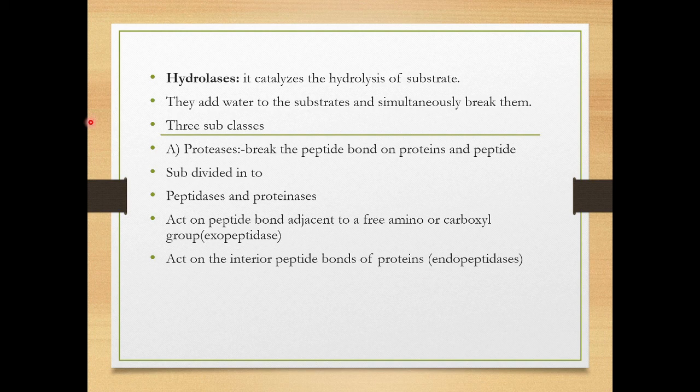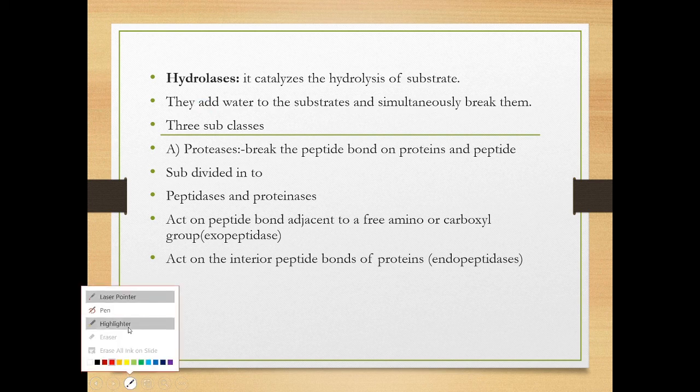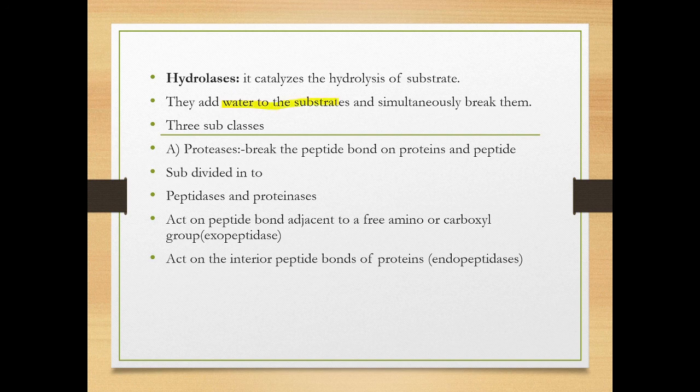And the third one is very simple: hydrolases. It catalyzes the hydrolysis of a substrate. So one of the important properties is that it adds water. It adds water to the substrate and simultaneously breaks it. There are three subclasses. One is called proteases. They break the peptide bonds in proteins and peptides.